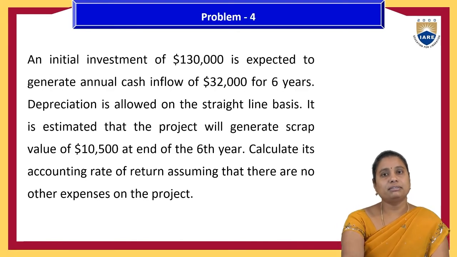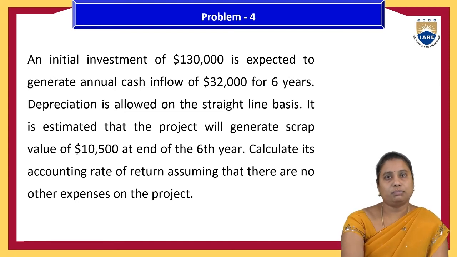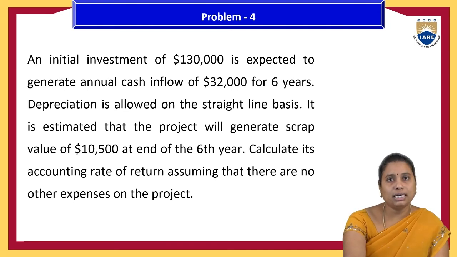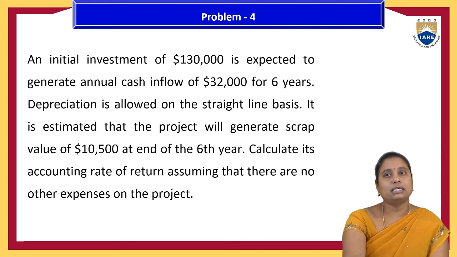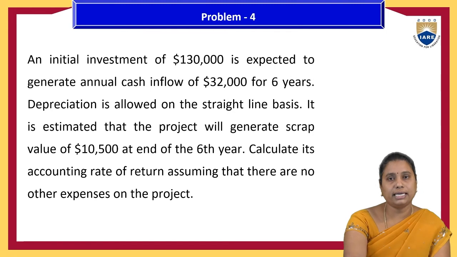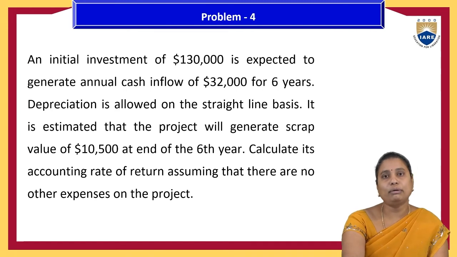The same thing if we see for this next one: an initial investment of 1,30,000 is expected to generate an annual cash inflow of 32,000 for 6 years. Depreciation is allowed on a straight line basis, and it is estimated that the project will generate a scrap value of 10,500 at the end of the 6th year. Calculate its accounting rate of return assuming that there are no other expenses on the project.